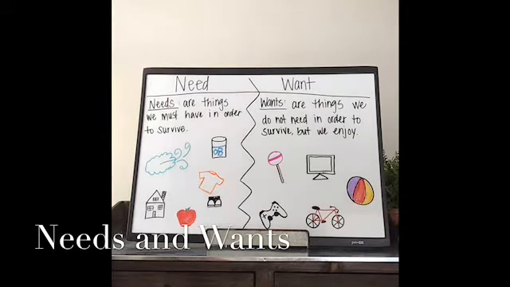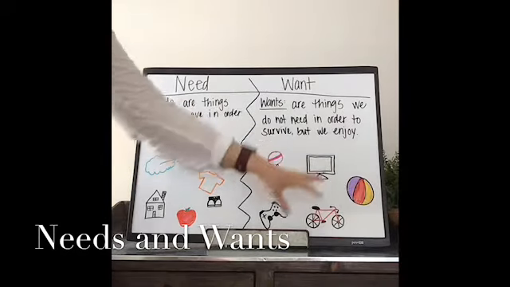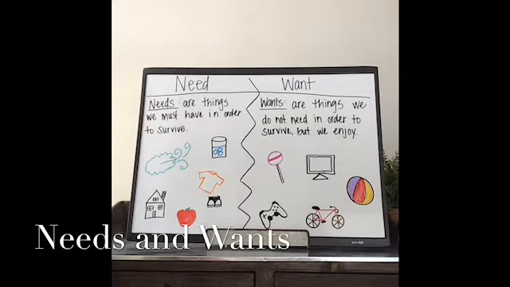Now, what is a want? Wants are things that we do not need in order to survive, but we enjoy. So we really don't need all these things in order to keep us alive, but we do enjoy them, and we'll talk about those a little bit later. So first, let's look at our needs. We're going to go through and label our needs.